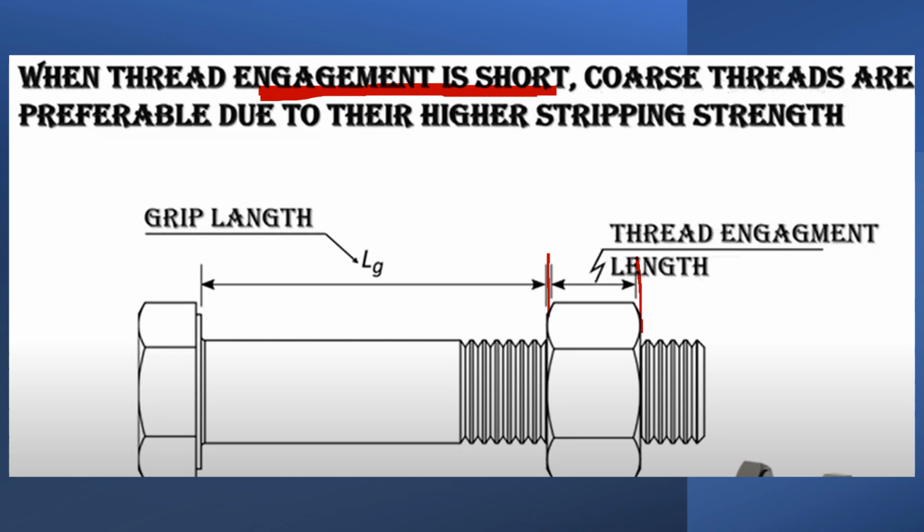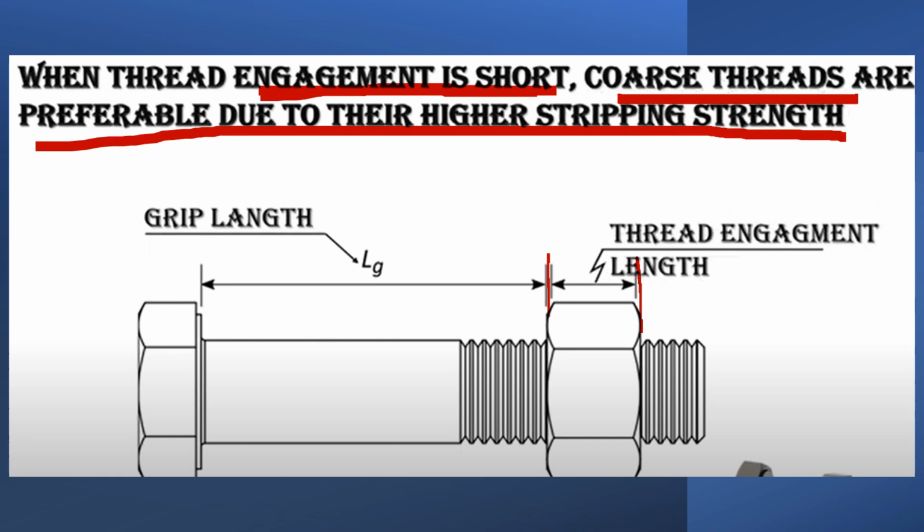So when the situation comes that the thread engagement is short, then coarse threads are preferable due to their higher stripping strength. As the stripping strength of coarse threads is higher, that's why they are preferable when the engagement is short. Okay, this is another advantage of coarse thread.